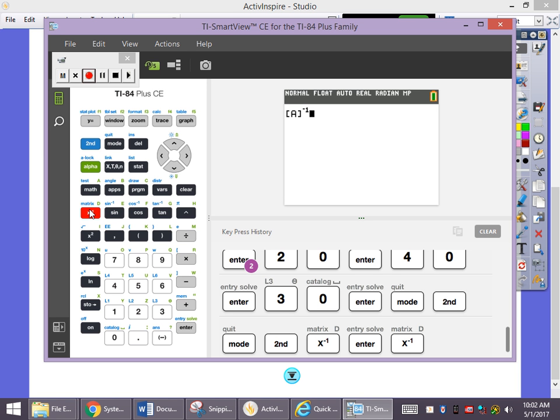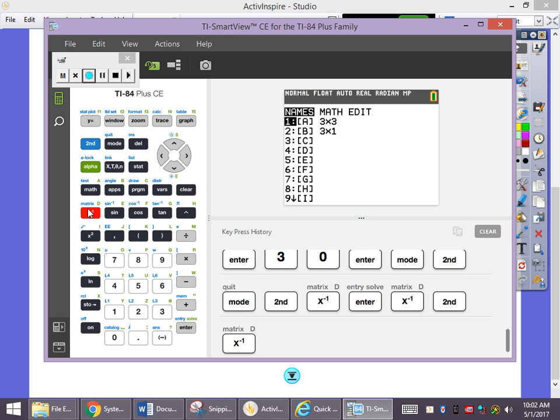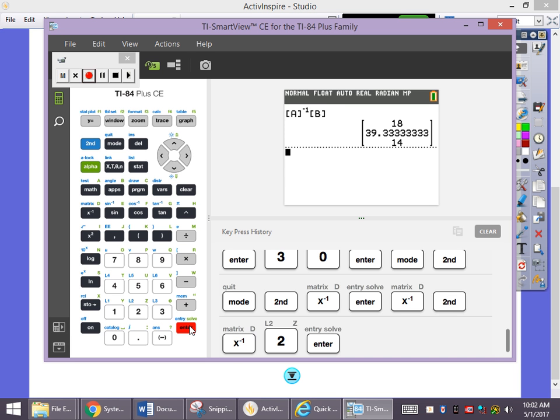Okay? And now I want matrix B. So I'm going to go to second matrix, and I'm going to choose B, which is number 2. Don't do multiply, sorry. Don't hit multiply. I shouldn't have put that on the formula, sorry. Okay, we're good? Everyone good? Now press enter. So X is worth 18. Y is 39.3 repeating, and Z has a value of 14.